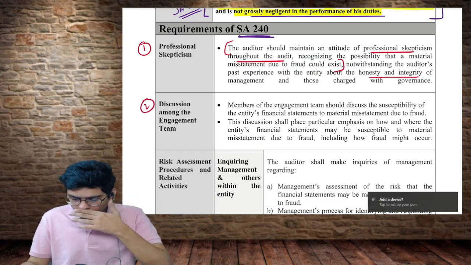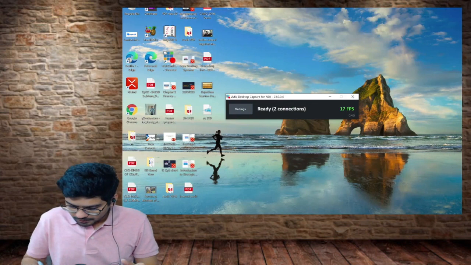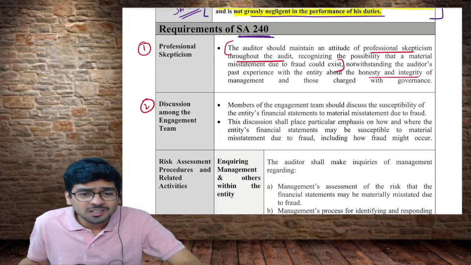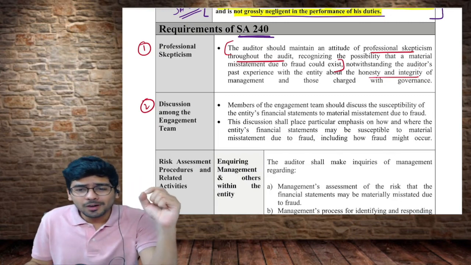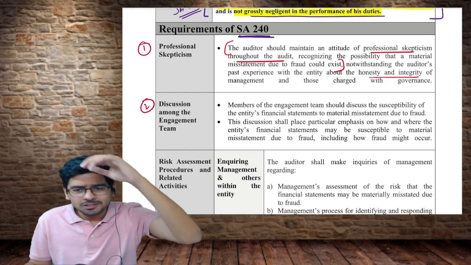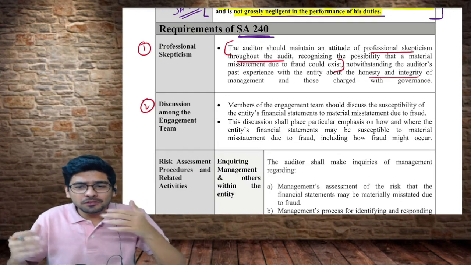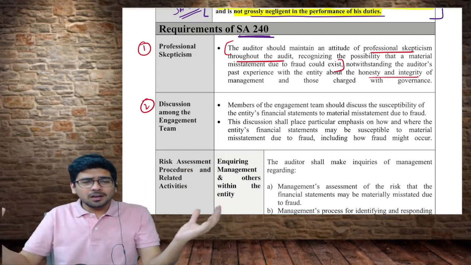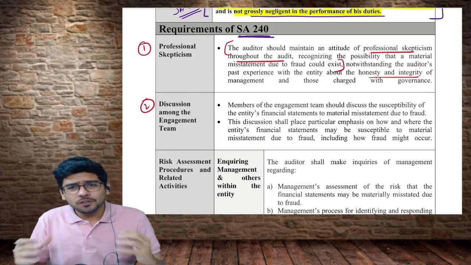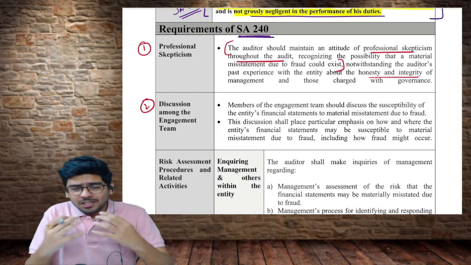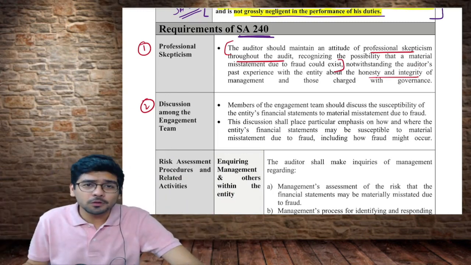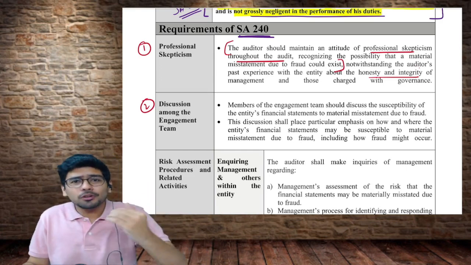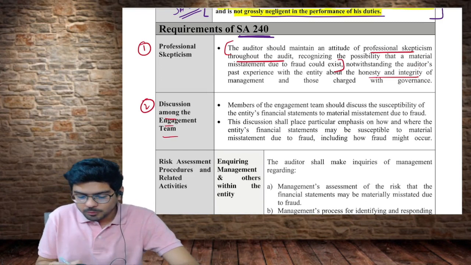What is the second requirement of the auditor here? Let us go through it. It says discussion among the engagement team. Do you remember the word engagement team? Who are the members of the engagement team? There will be one partner, there will be articles, let's say junior chartered accountants. So the engagement team is the team that actually goes and performs the audit. So there has to be a discussion amongst the members of the engagement team.